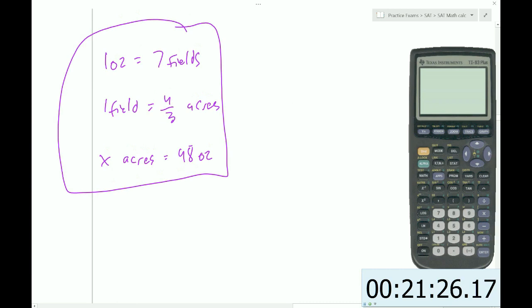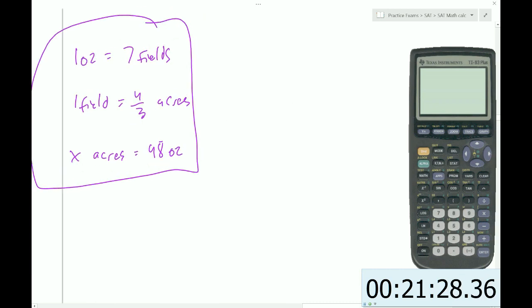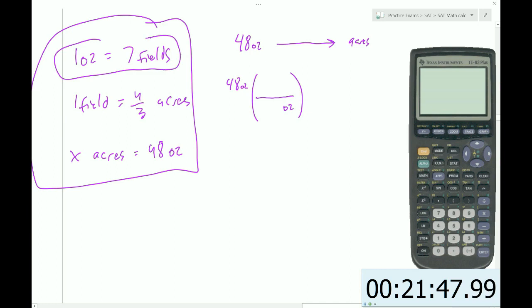Well, for one, let's see. So let's start with 48 ounces, and let's try to turn that into acres. Okay? So we're starting with 48 ounces. Now we have to get rid of ounces. So to get rid of ounces, I need something with ounces on the bottom. So I use this first conversion factor here.